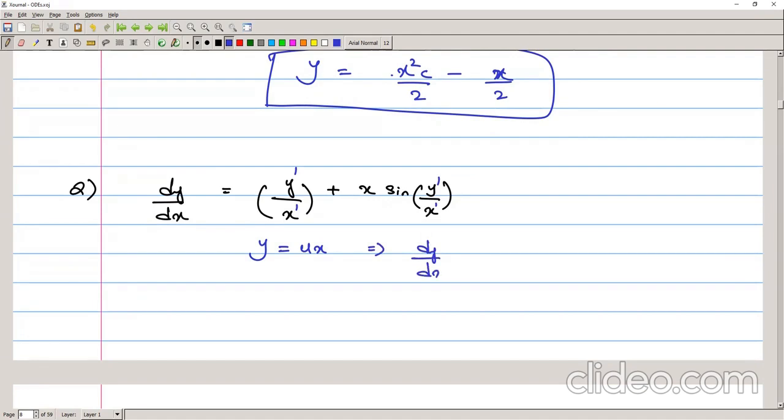Then dy by dx will be simply equal to u plus x times du over dx. And then we just substitute here, it is equal to ux over x plus x sine ux over x. So this cancels out.